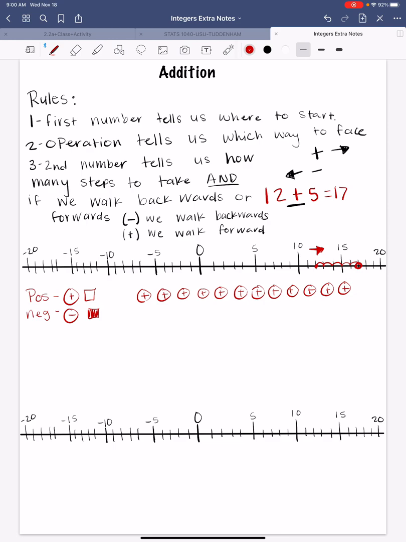And then we're adding 5 more positive chips. 1, 2, 3, 4, 5. None of those cancel out, so we're left with 17 chips. Remember, when we are adding, that means that we are combining 2 things or numbers.